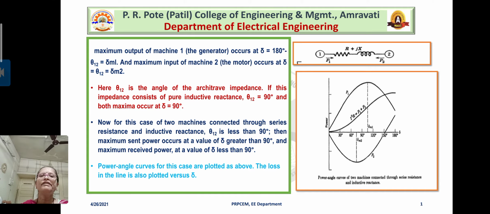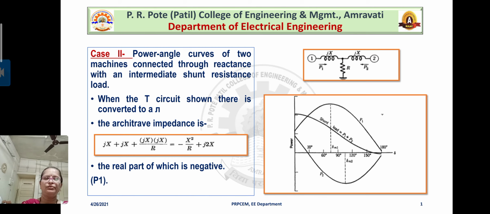Understood? So power angle curves for these cases are plotted as shown here. The loss in the line is also plotted versus delta. That loss line you can see here, that is I square R is equal to P1 plus P2. Right? Okay. Case 2. Now for case 2, in the previous case what we have considered, the architrave impedance.